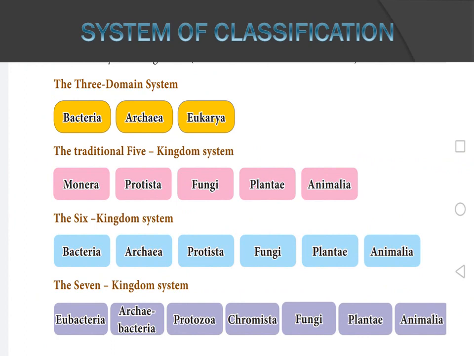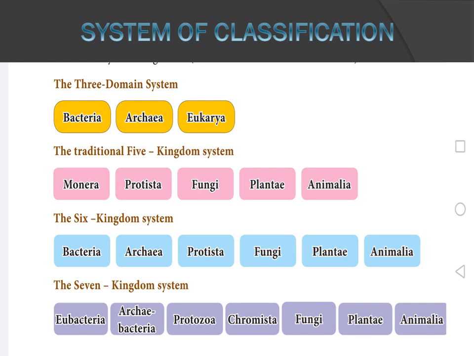Here, system of classification. What we have discussed already is the same here. System of classification means what systems they have followed to classify these organisms, that's all. Of course, we said the first one is the three-domain system, which was given by Carl Woese. And here Carl Woese classified the entire set of organisms into three, that is bacteria, archaea and eukarya. Is it clear?